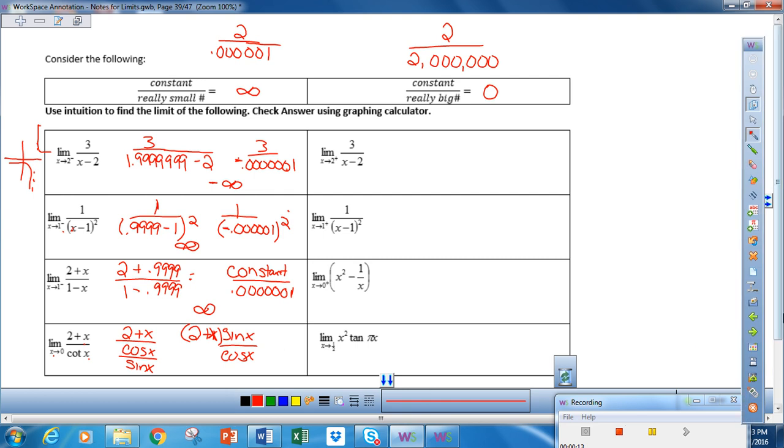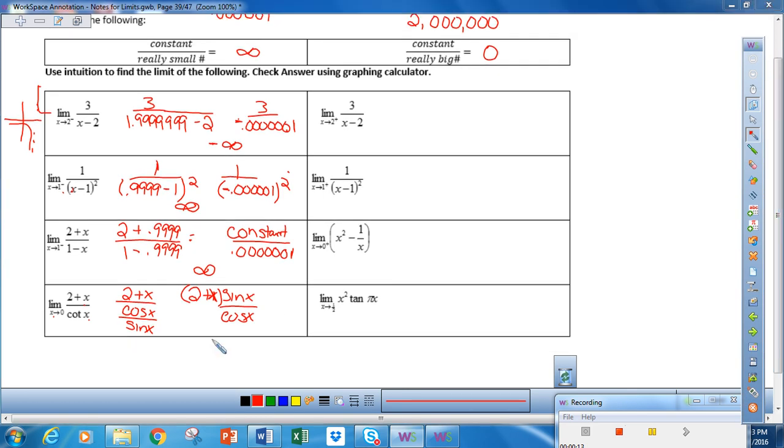Well, doing a direct substitution as x approaches 0, what I get is 2 plus 0, which is 2, times the sine of 0 over cosine 0. And the sine of 0 is 0 over 1. So this answer is actually 0, because 0 divided by 1 is still 0. It's only when 0 is in the bottom that we get infinity.